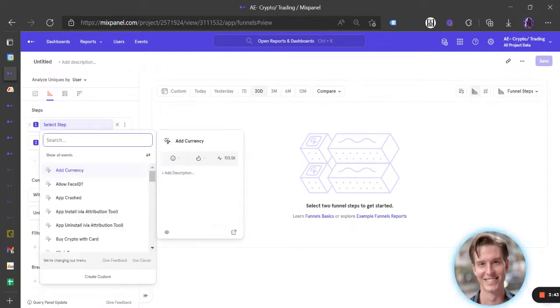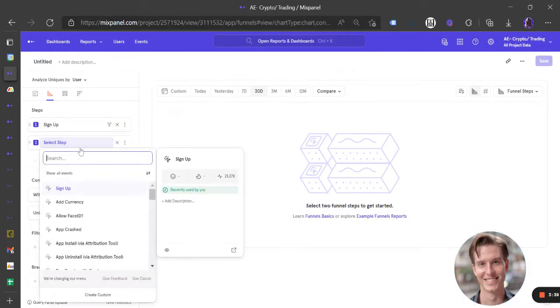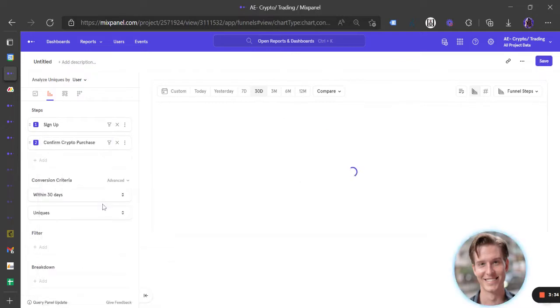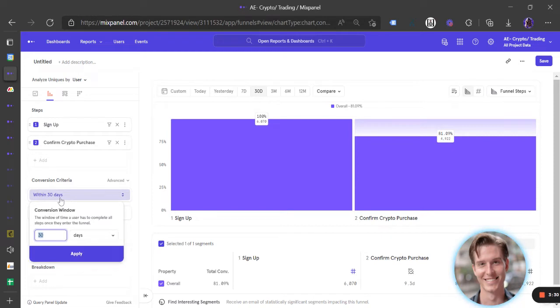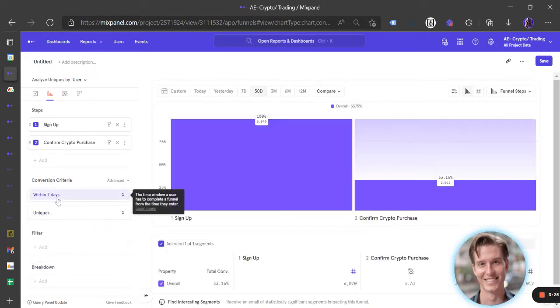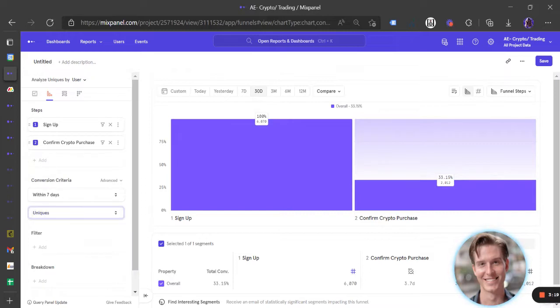A funnel report is very nice because I can do 2 steps or more in sequence. And this was completed crypto purchase. But I can also control the window. So within 7 days, right? That's the window we saw earlier with that cohort, but now I'm actually controlling the window here instead. And again, I'm showing uniques. I'm not showing totals or sessions in this case. So this is the past 30 days, starting Feb 26th to today, March 28th.